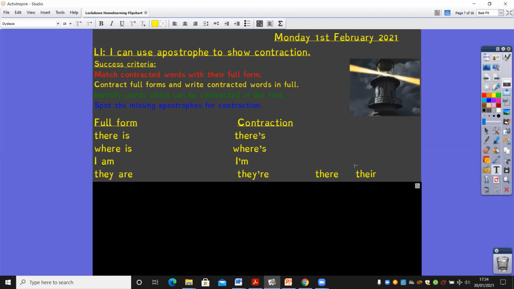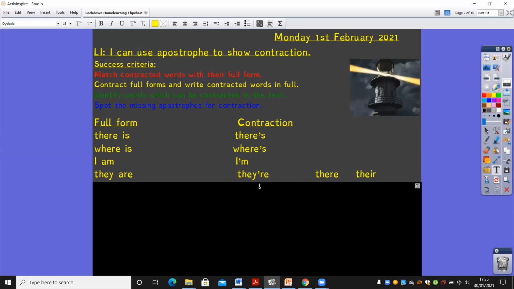Children, what do you notice? There, there, there. That's right, they all sound the same, don't they, children? They all sound the same. And when we have words which all sound the same but are written differently, we call them homophones. Homophones. Children, can you say that? That's right, homophones. So homophones are words which sound the same, but they are written differently.